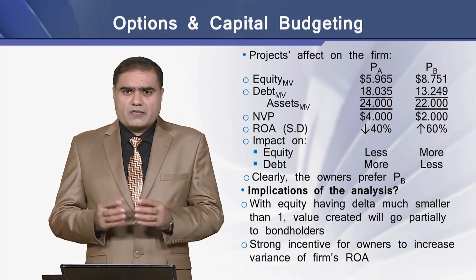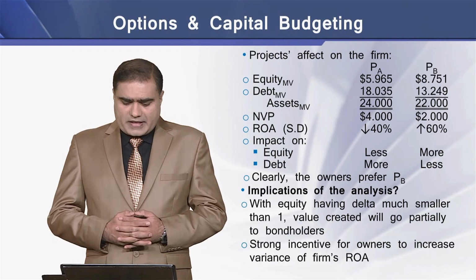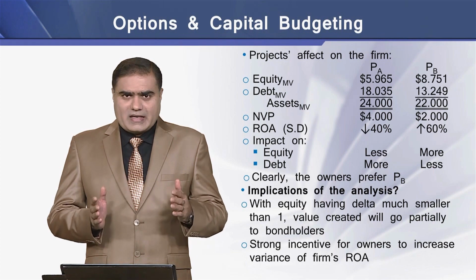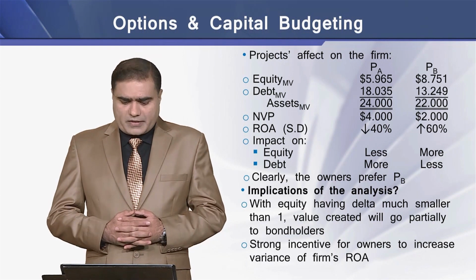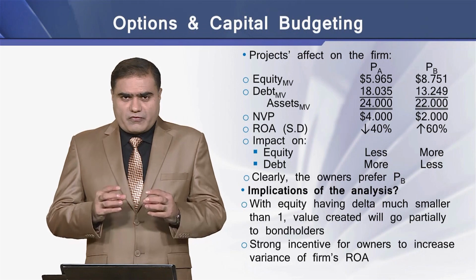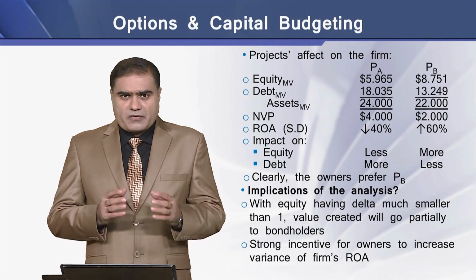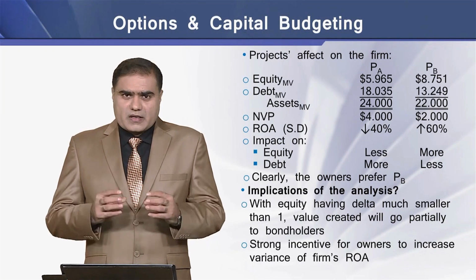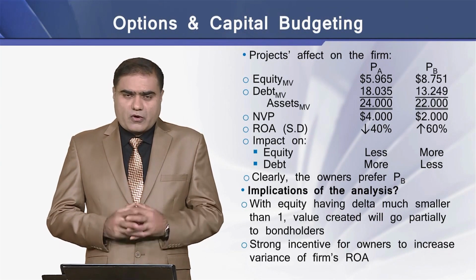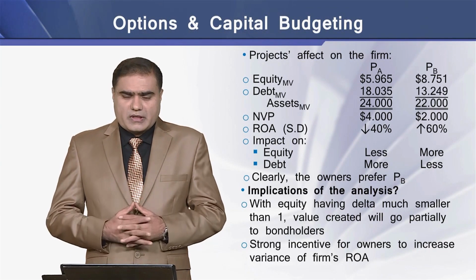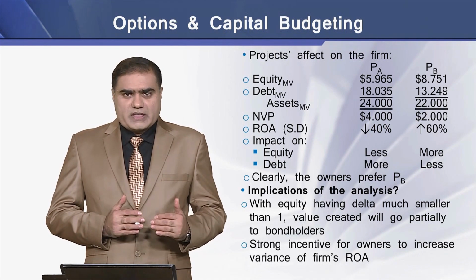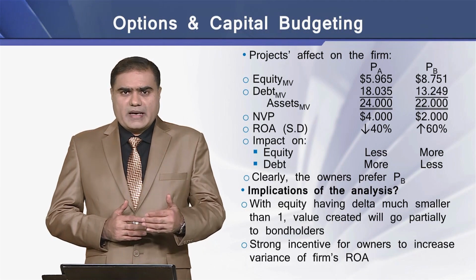The implication of these two projects is that when equity has a delta much less than 1, the value created by the firm will go to the bondholders. This means that there is a strong incentive for the firm's owners to increase the leverage or the volatility on the firm's assets return.